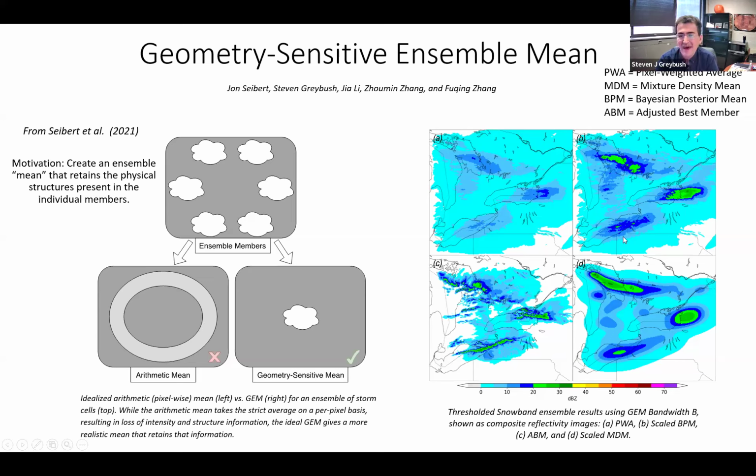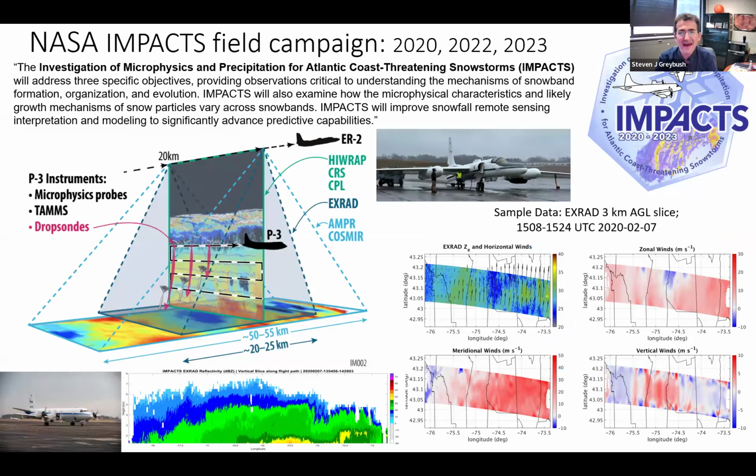And we were able to demonstrate that with lake effect snow cases and others. So finally, now we come to NASA IMPACTS, returning to the East Coast Winter Storm Challenge.